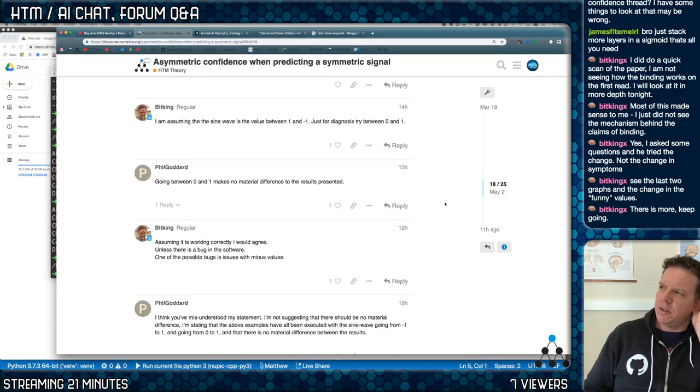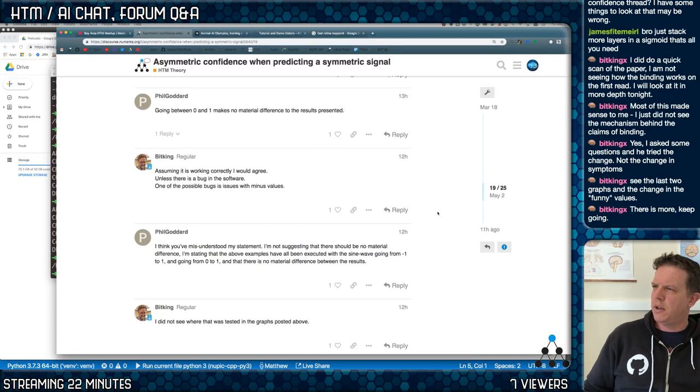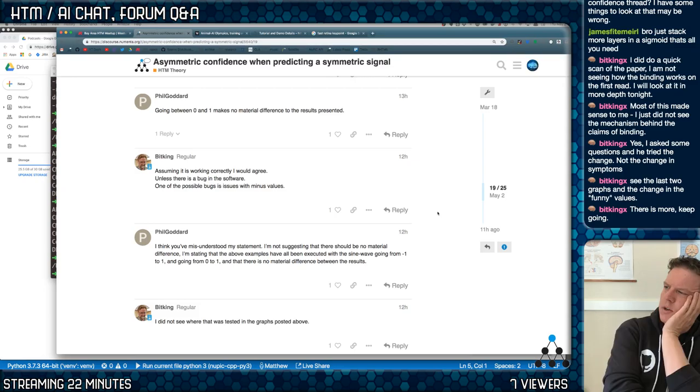Mark, I'm assuming that sine wave is the value between 1 and negative 1, just for diagnostics or whatever. Try between 0 and 1. Makes no material difference to the results presented. Oh, that's Phil. So Phil's been watching this, and he was trying. I must have missed this part. Assuming it's working correctly, I would agree, unless there's a bug in the software. One of the possible bugs is issues with minus values.